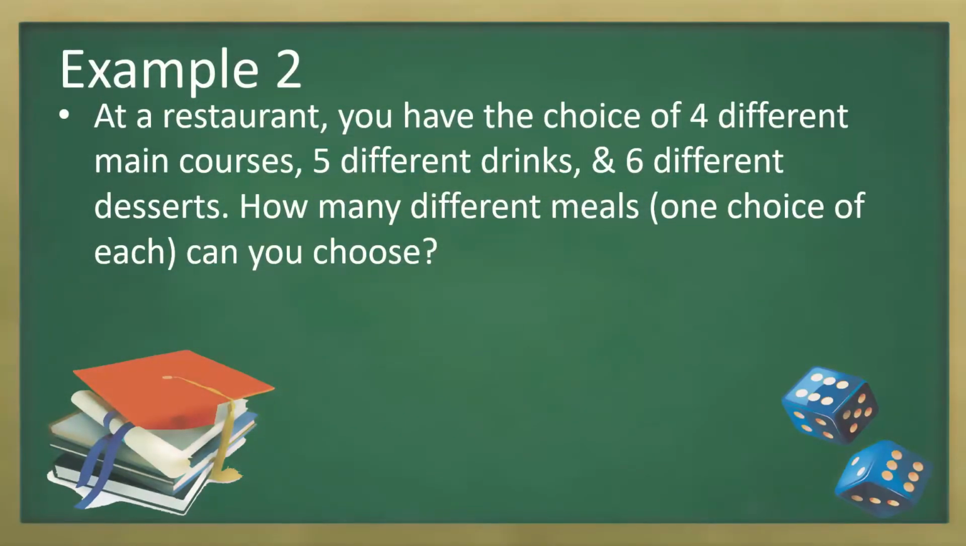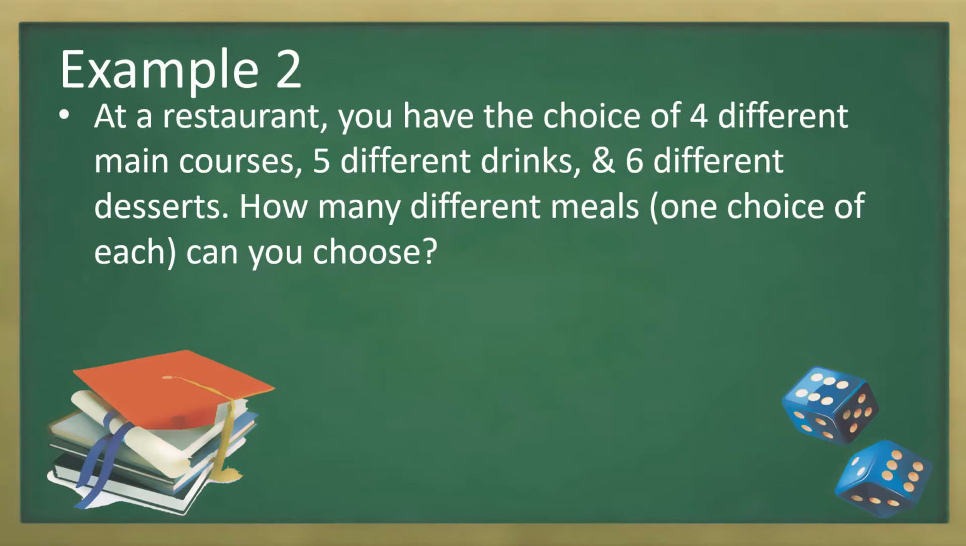In solving for the possible outcomes using the fundamental counting principle, there are 2 things that you have to remember. First, you get the number of selections, which will also be your events. Then after that, find the number of ways or the choices for your selections. So for example, we have this problem. At a restaurant, you have the choice of 4 different main courses, 5 different drinks, and 6 different desserts. How many different meals, one choice of each, can you choose?